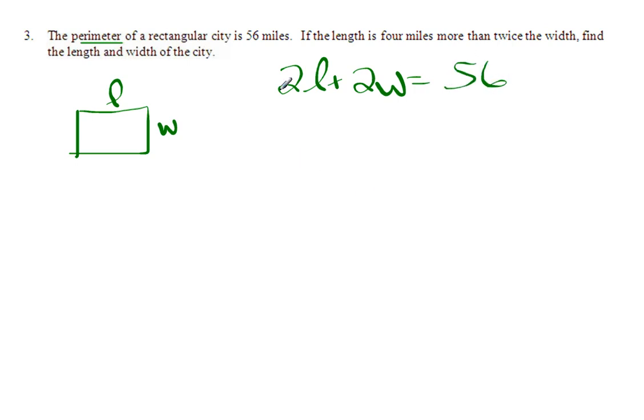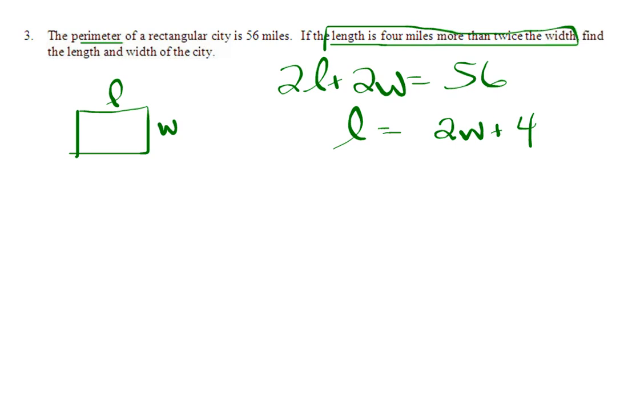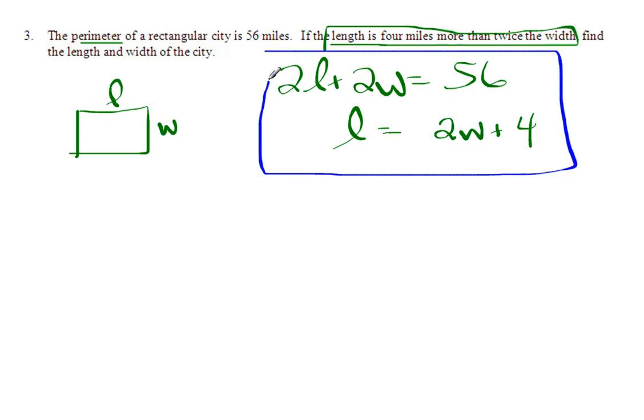The other equation is going to be how they're related to each other. So length is 4 more than twice the width. That's where this other one comes from. Length is 4 more than twice the width. There's our system. Okay, and again, to solve by substitution, we'd plug that in for L. But that's all we had to do right now, is just writing equations from the situation.